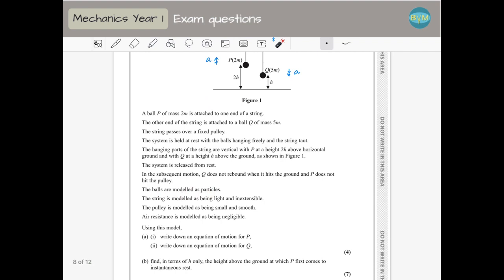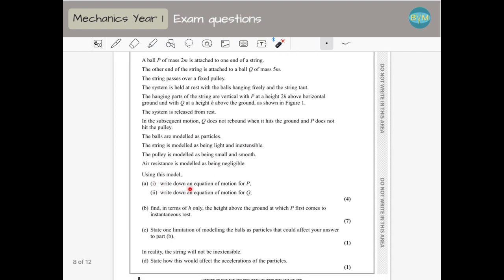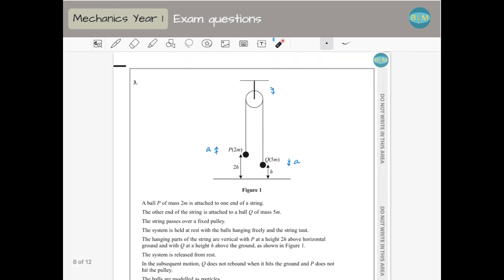Balls are modelled as particles, string light and inextensible, pulley small and smooth, and resistance is ignored. And then the first thing we have to do is write down an equation for P and an equation for Q. That's how you are going to start all the pulley questions, even if they don't ask you. You will need those equations. So first, I'm going to draw the forces. In P, I have a tension up, which is the same as in Q, because the pulley is smooth.